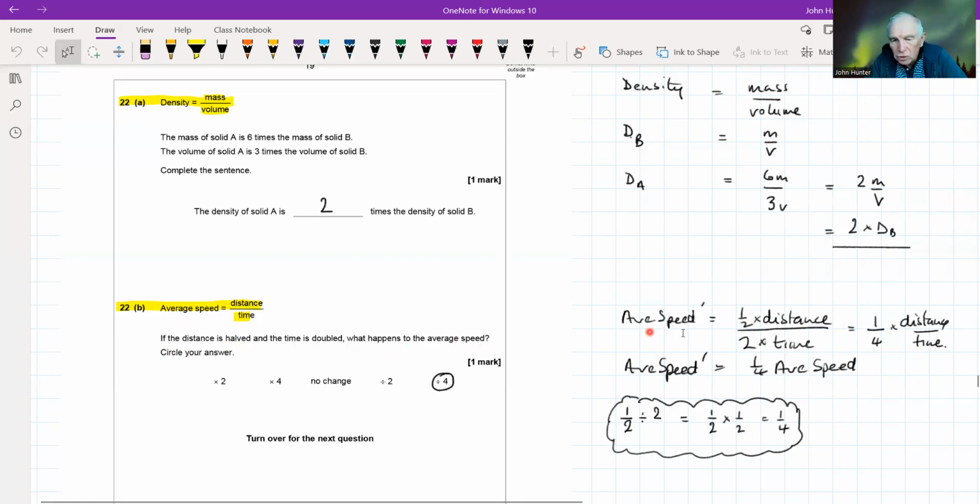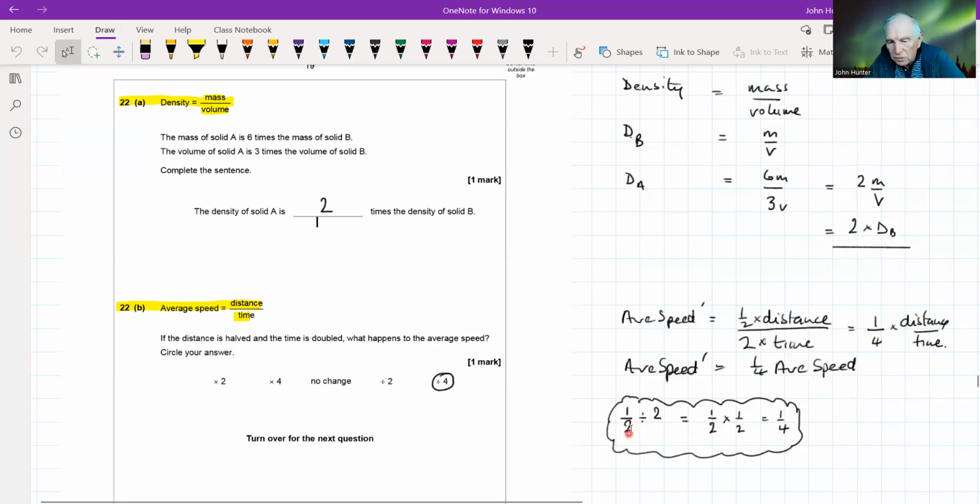Okay, well, I put average speed with a little prime here, a little mark. So that means the revised average speed, having halved and doubled. So that's going to be half the distance divided by twice the time. Now that's a quarter times the distance over time.